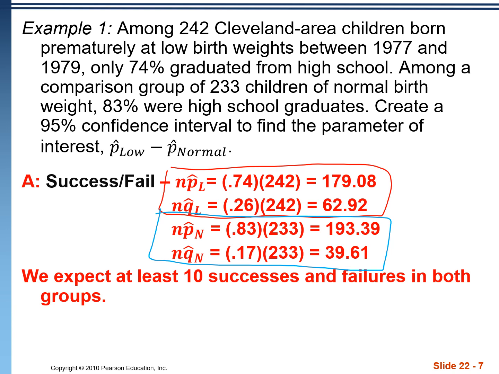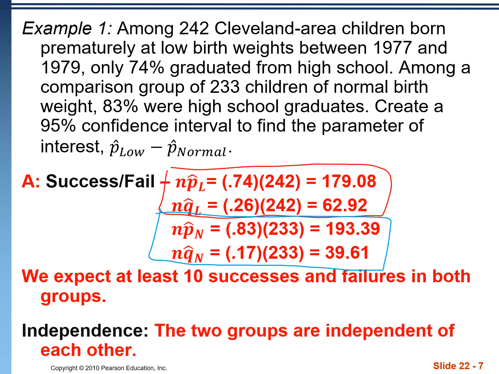Now that we have a two-sample test or two-sample interval, we have to check the independent groups assumption. These two groups are independent of each other. The high school graduation rates for low birth weight children and normal birth weight children should not affect one another.